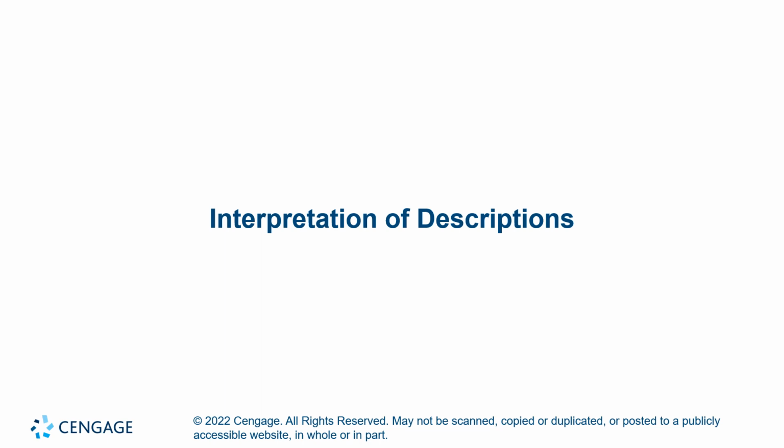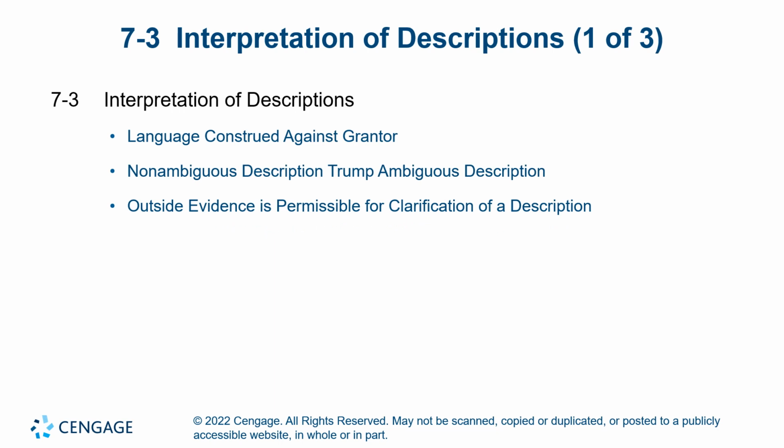Sorry about that. Interpretation of descriptions. The language is construed against the grantor. These have to be non-ambiguous descriptions. So if there's ever a debate, the non-ambiguous is always going to trump the ambiguous. And outside evidence is permissible for clarification of a description.